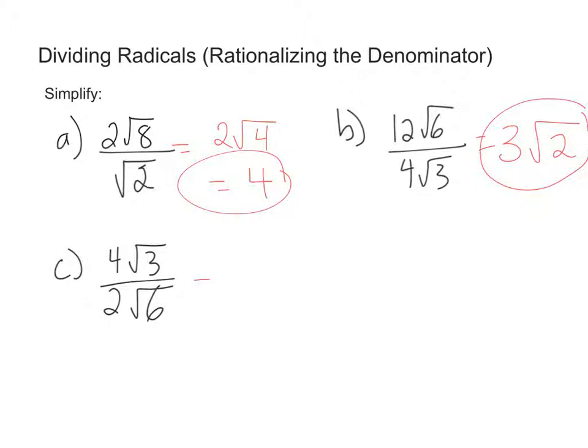If we do c, 4 divided by 2 is 2. 3 divided by 6 is a half. So we'll put it as a root 2 on the bottom because it's a square root of 1/2. That one is not fully simplified. So that's the one where we have to do what we're going to call rationalizing the denominator.